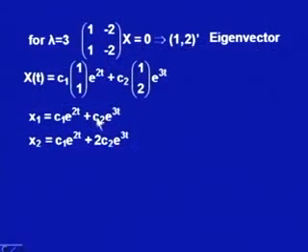Once we get this solution, in the component form we can write x1 as C1 e^(2t) plus C2 e^(3t), that is the first component, and the second component of this vector, x2, is written as C1 e^(2t) plus 2 times C2 e^(3t). So, we can get this as the solution of the given differential equation.